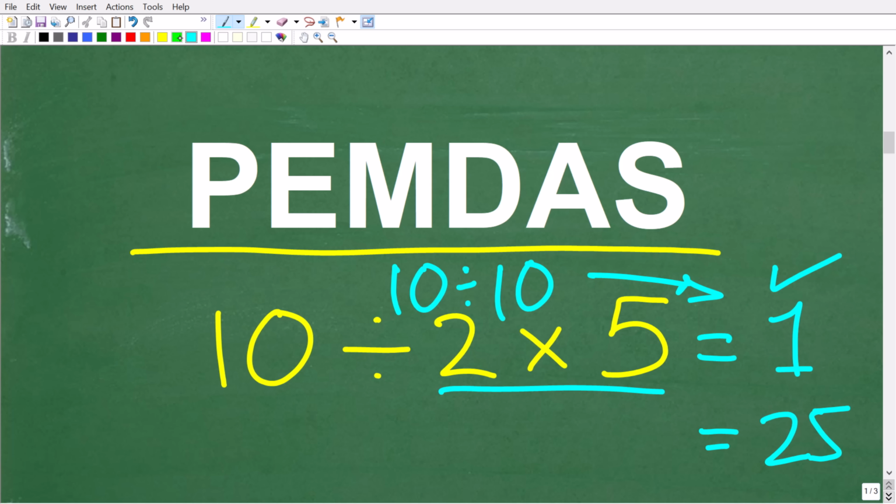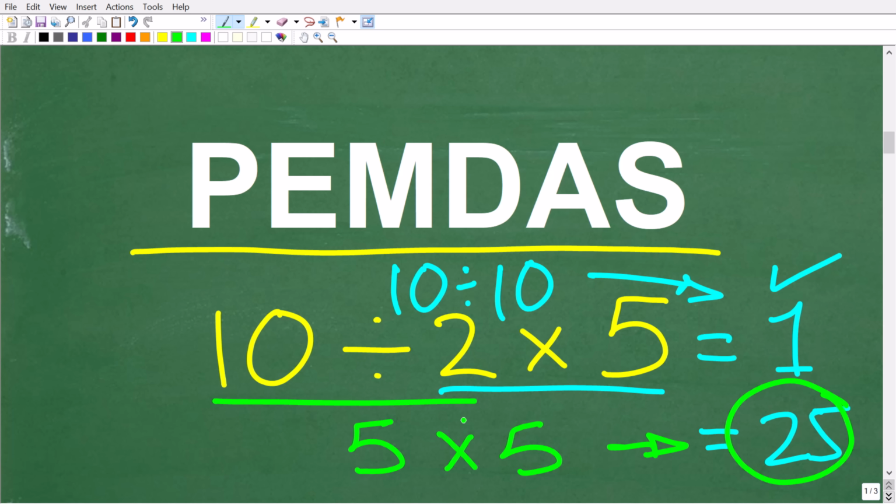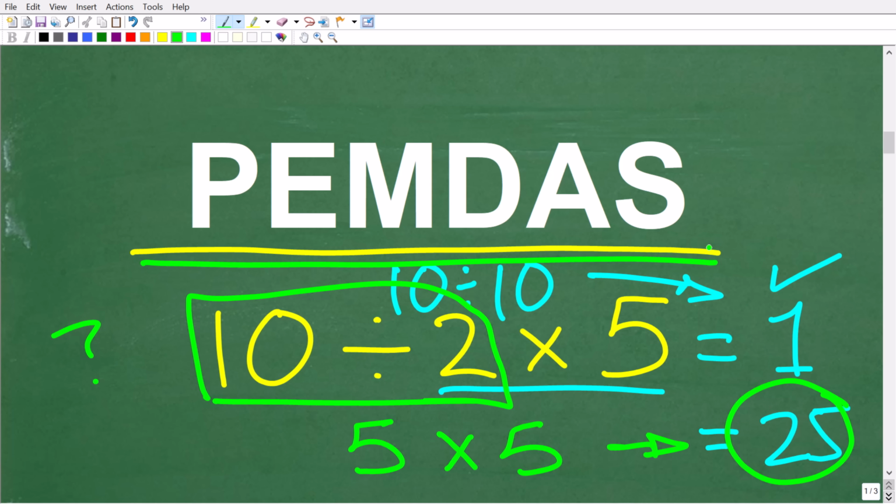Now, you could also do this. You could go 10 divided by 2. This is 5, and then 5 times 5 is 25. All right, so the correct answer here is actually 25. So we have to do the division first before the multiplication. So why is this? Well, this is what PEMDAS is all about.